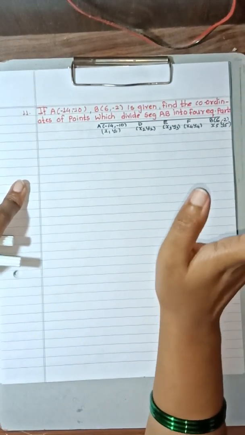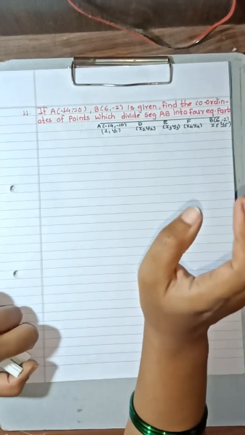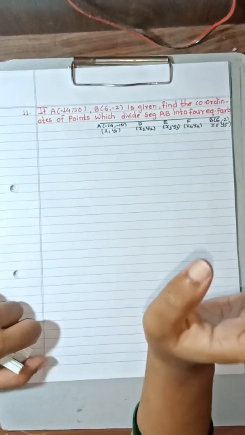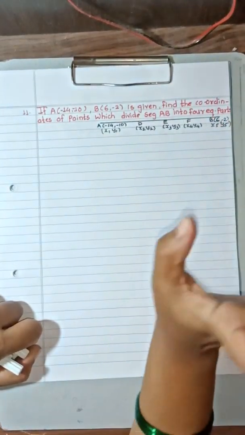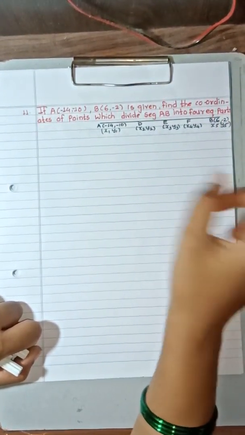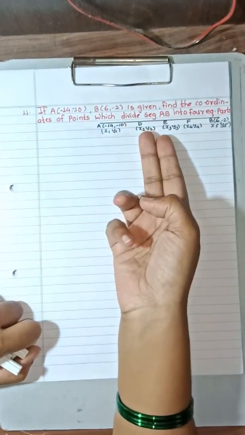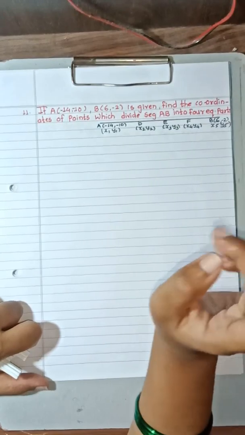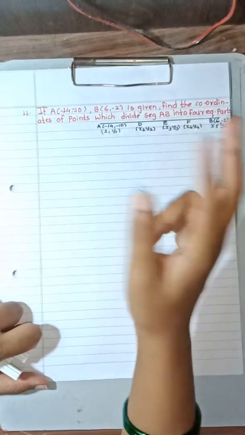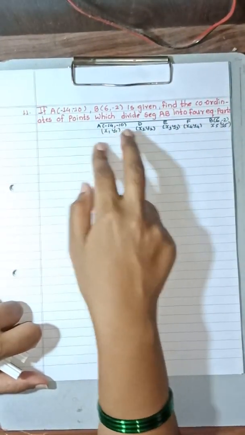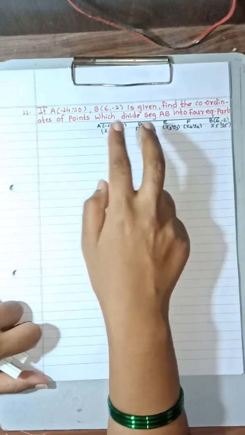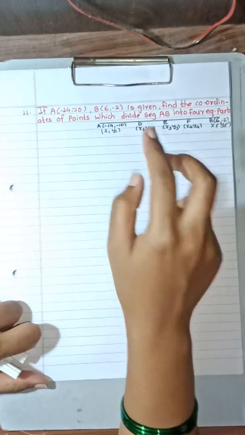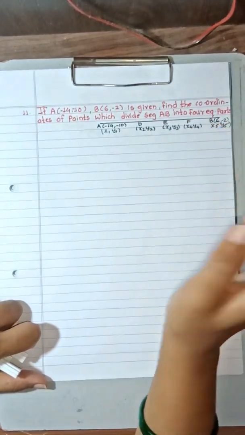Now what we are going to do here: point D, point E and point F divide segment AB in 4 equal parts. Therefore AD will be equal to DE, and EF will be equal to FB. Now suppose we take AE. So what is AE? AD plus DE. Now all these sides are equal, therefore instead of AD we can write EF, and instead of DE we can write BF.